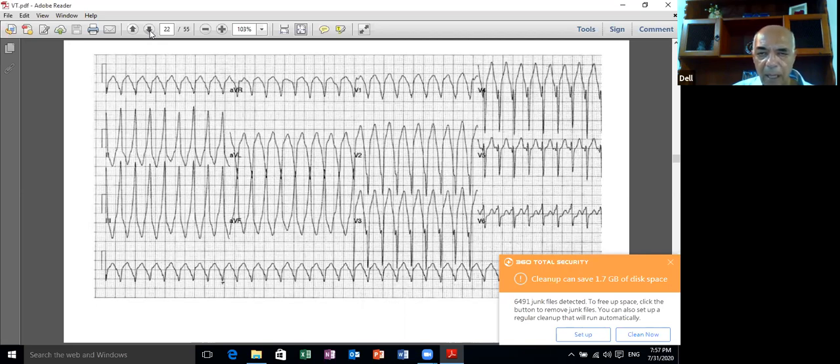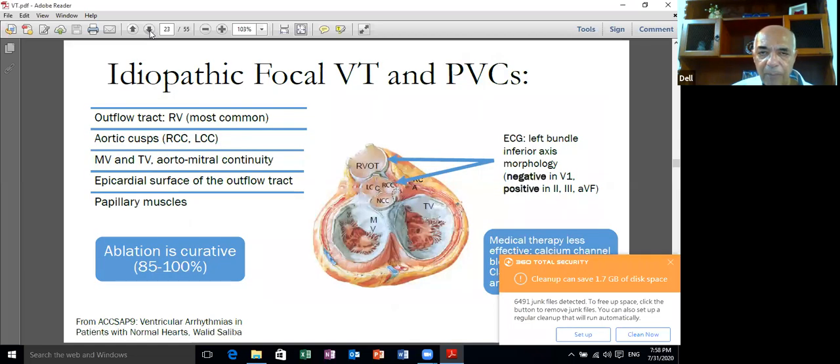Now, with Mahaim pre-excitation and bundle branch block re-entry, these patients have a superior axis. Here, the axis is inferior. So this is an almost diagnostic electrocardiogram of right ventricular outflow tract tachycardia of benign prognosis.